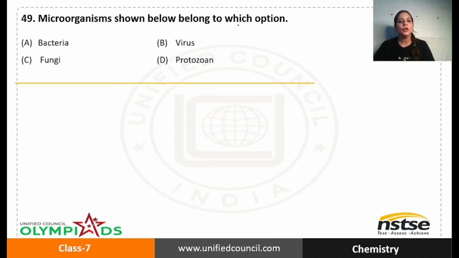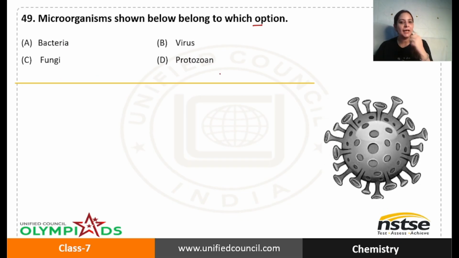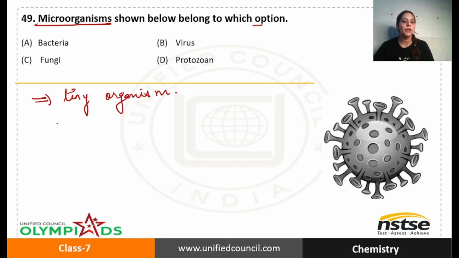Microorganisms shown below belong to which option? A, bacteria. We have a figure also. Bacteria, virus, fungi and protozoa. So let's talk about microorganisms first. Microorganisms are tiny organisms which you cannot see with your naked eye because they are very, very small. So how do you see them? We make use of a microscope to look at them.